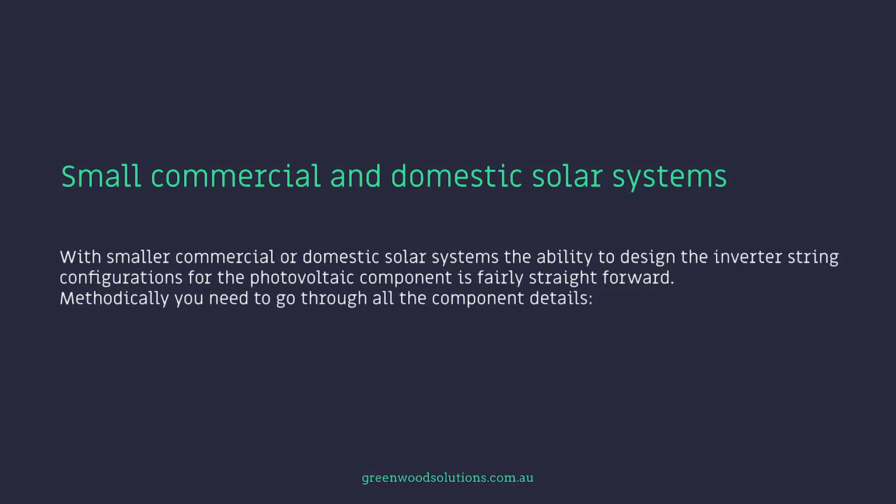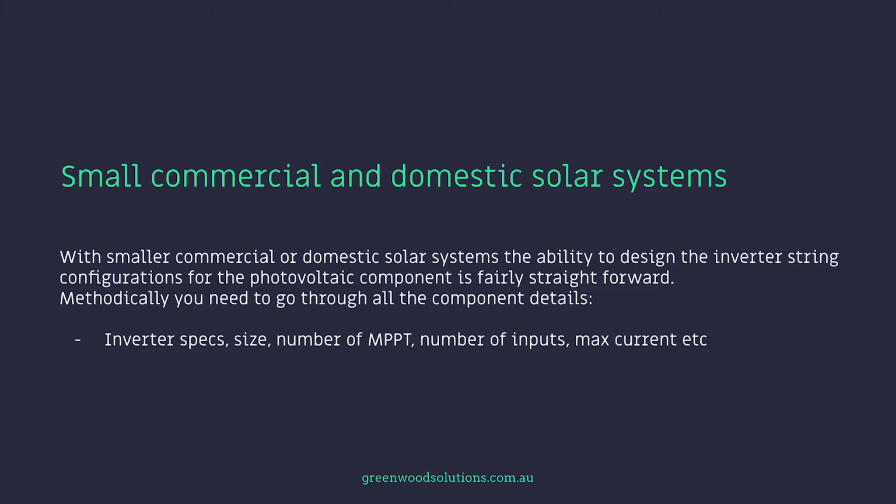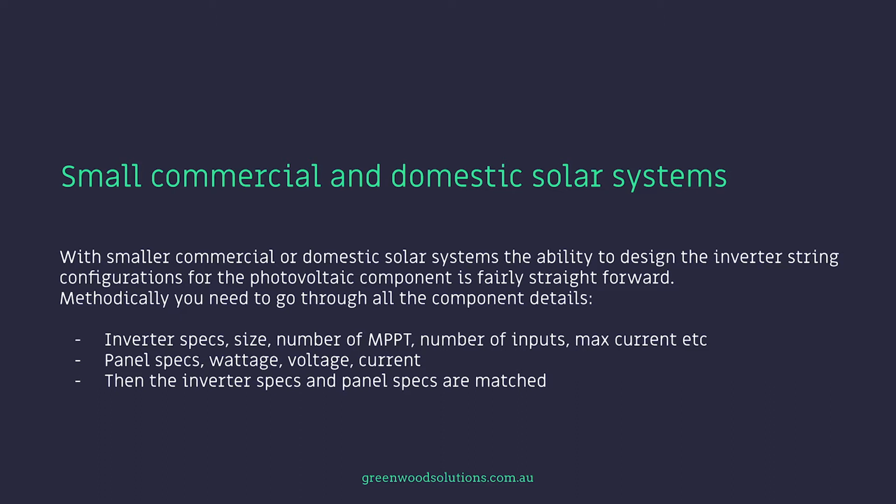Now, with smaller commercial and domestic solar systems, designing the inverter string configurations for the PV component is fairly straightforward, and methodically you need to go through all the component details. You know, the inverter specs, the size, the number of maximum power point trackers, the number of inputs, and the max current acceptable for those inputs. Panel specs, the wattage of the panel, voltage, current. And then the inverter specs and panel specs are matched.